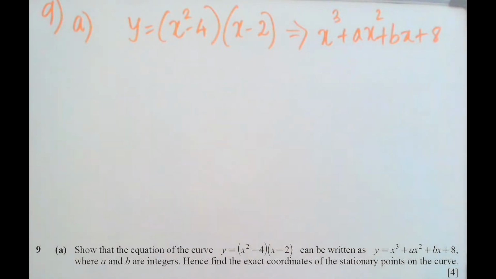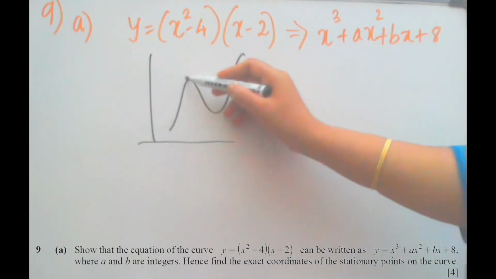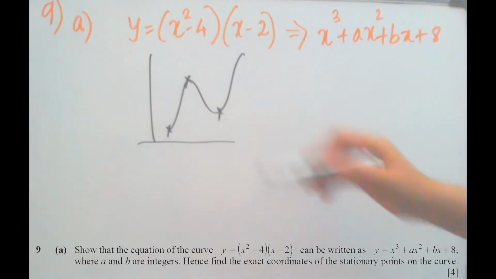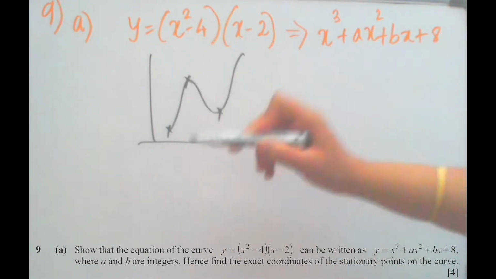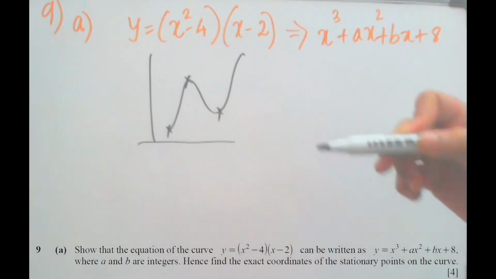So what are stationary points again? Stationary points are the points where the curve turns. So it can be a minimum point or a maximum point. Say for example, a curve is like this. There is a stationary point here, there is a point here, there is a point here. So the point where the curve is taking a turn is a stationary point.